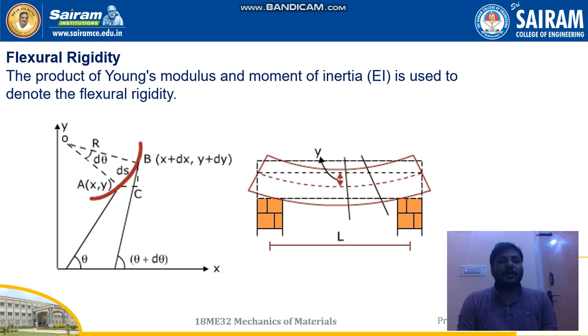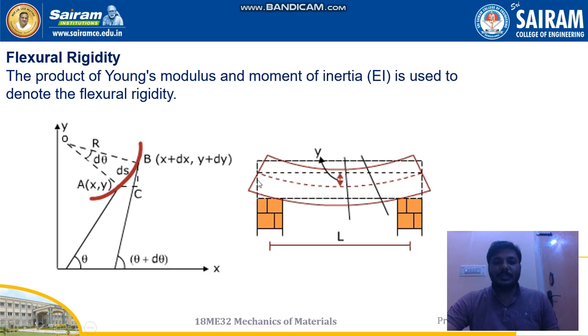The product of Young's modulus and moment of inertia is used to denote what we call the flexural rigidity. Now we can see this in the diagram, where theta plus d theta is the angle along with the change of angle. When the change of angle comes into the picture, that is when the deflection comes into the picture, and along with that the change of angle also comes with respect to the length.